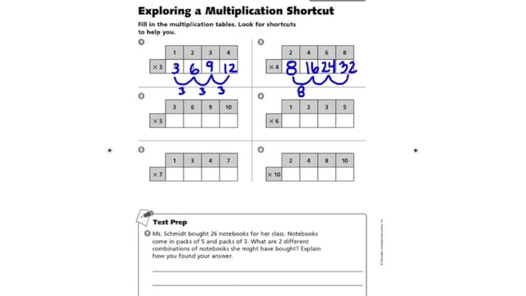So moving on to number 3, we have 3 times 5, which is 15, 6 times 5, which is 30, 9 times 5, which is 45, and 10 times 5, which is 50.